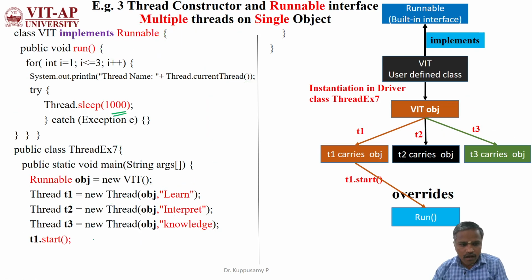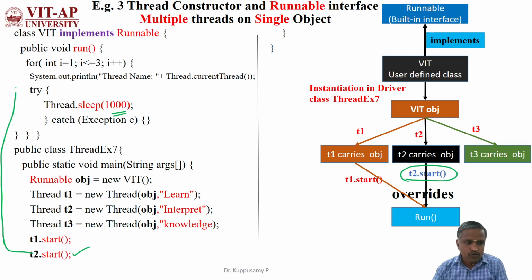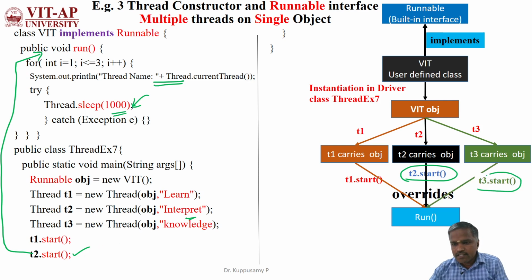Now for the second thread we are invoking the start method. This also invokes the run method, right? And it also displays the currently running thread name, that is interpret, and also introduces the delay of 1000 milliseconds for each and every iteration. Like that, T3 is also invoking the start method, right? This also will run 3 times, but it introduces a 1000 millisecond delay for each iteration.